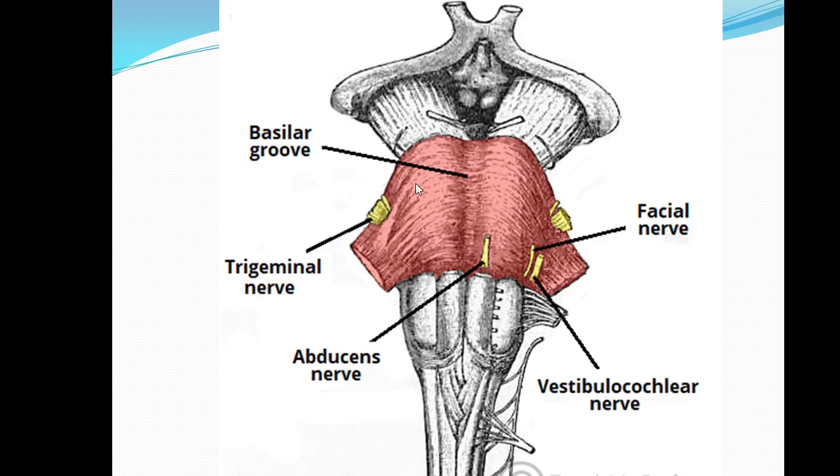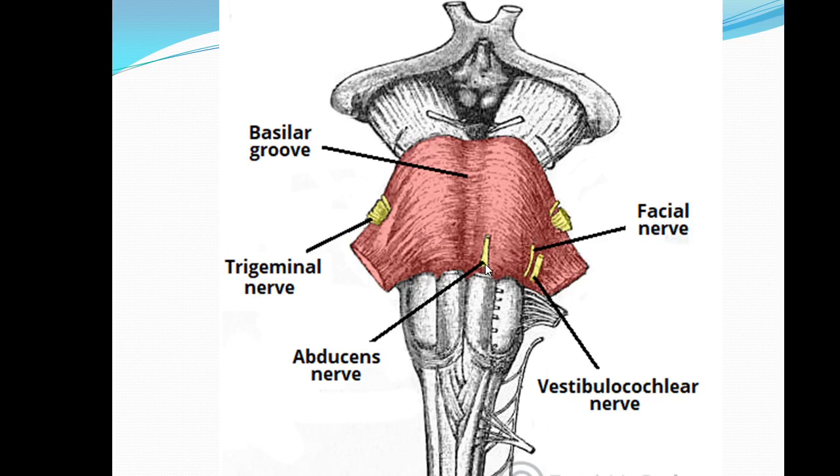Here in this diagram, you can see the region of the pons. Here you can see the upper border, the lower border, and the anterior surface. This shows a basilar groove. This anterior surface shows transverse striations which extend into the middle cerebral peduncle. At the junction of the pons and middle cerebral peduncle, there emerges the trigeminal nerve by a sensory root and a motor root. Motor root lies medially and sensory root lies laterally.